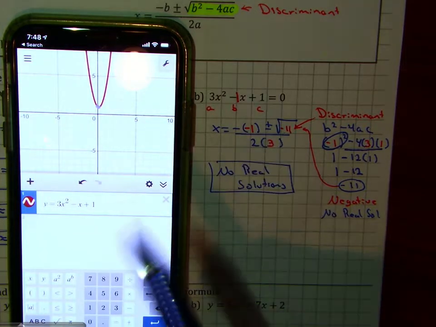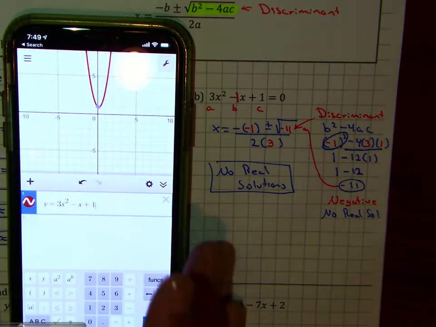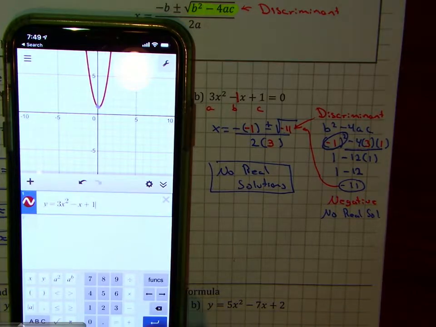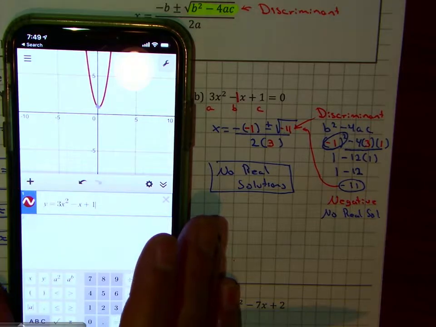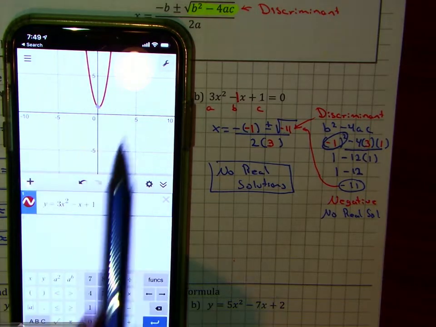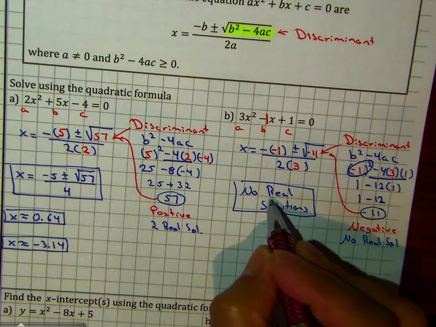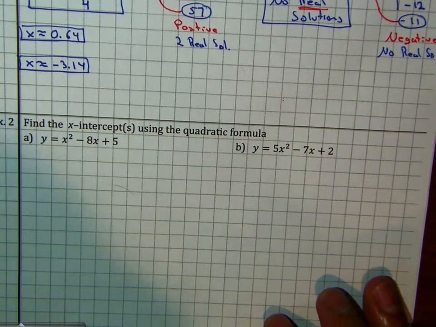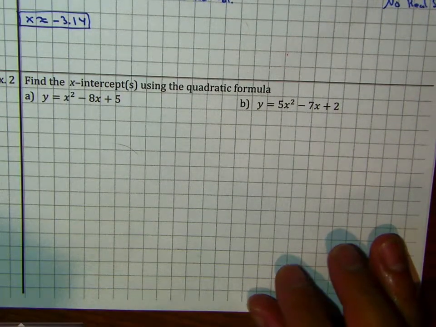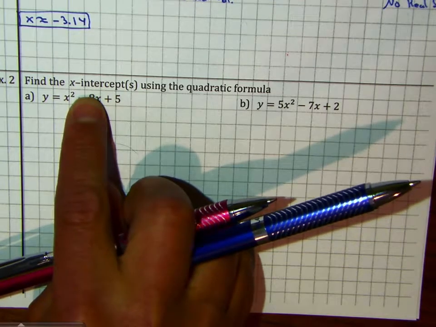We still have solutions, but they're complex, imaginary. But for now in Algebra 1, if it doesn't cross the x-axis, we say that there are no real solutions. And the keyword is real. We were only working with real numbers in Algebra 1. Example number 2. Now we find the x-intercepts, right? Which is the same thing.